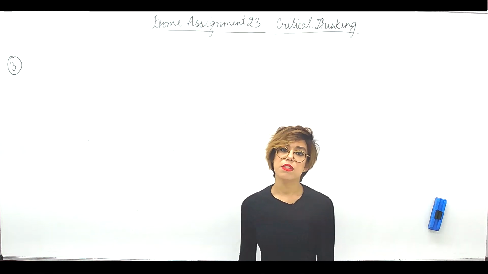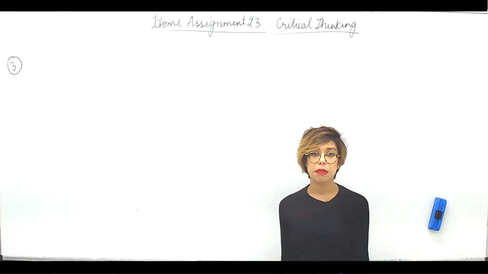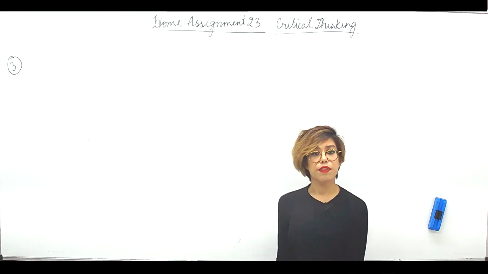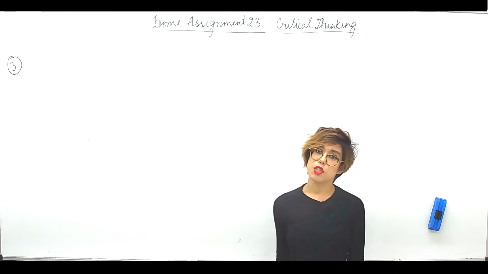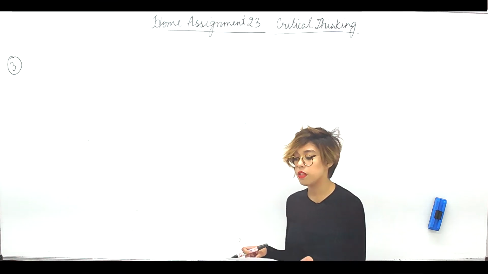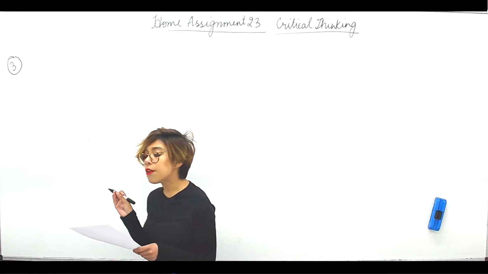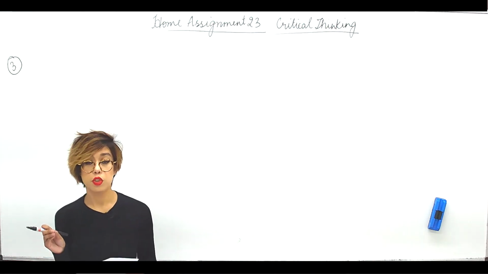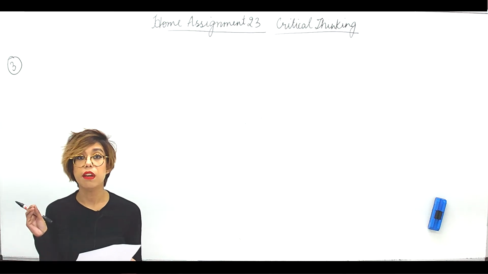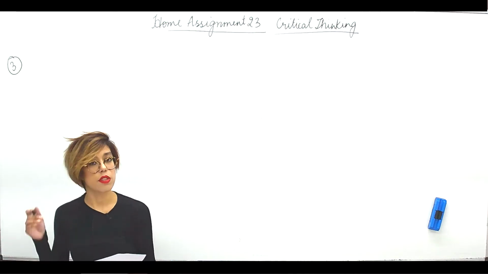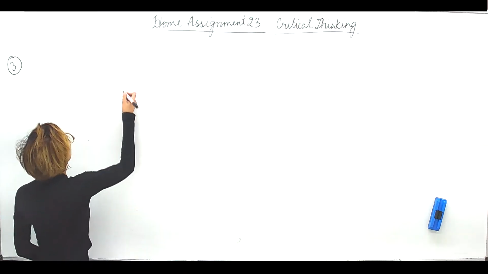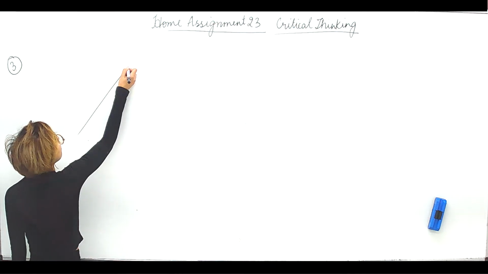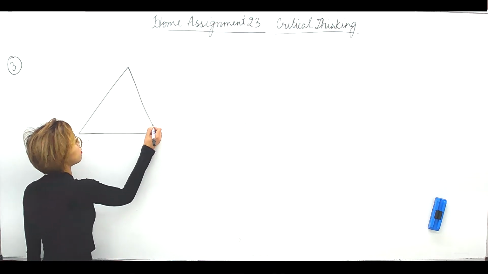Good afternoon, everyone. So today we are going to discuss home assignment 23, and the first question we are going to discuss, that is question number 3. Right? So let's read it. Now he says, if PM is the altitude through P of triangle PRC. So there's a triangle, so let me make it first. So PRC. So maybe my triangle is something like this.